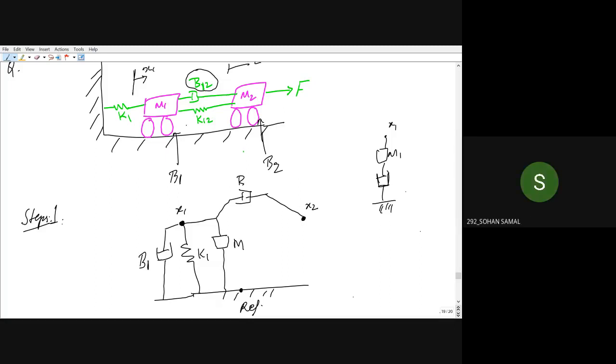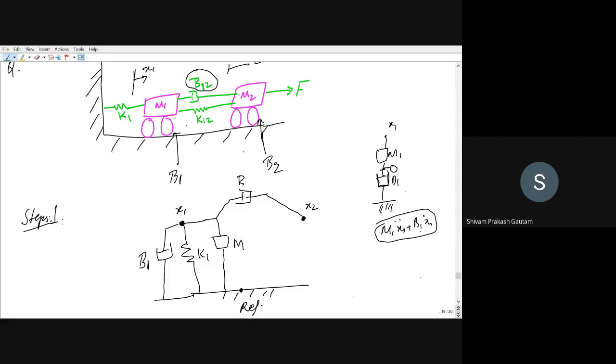Yes, sir. Okay. If you write its mathematical equation, it will be the same. So m1 into x1 double dot, plus, let us suppose, b1 into x1 dot. But you cannot take a node here, because the number of nodes is equal to the number of displacements, which is equal to the number of springs. This is the basic rule. But there is one more node you can see here, so you cannot apply your nodal analysis here.